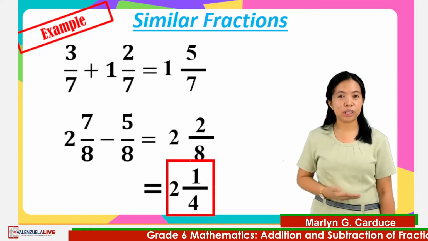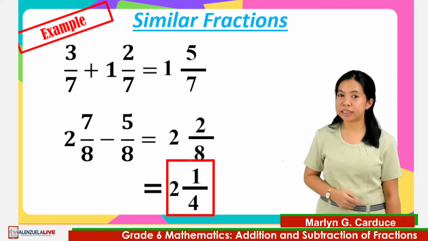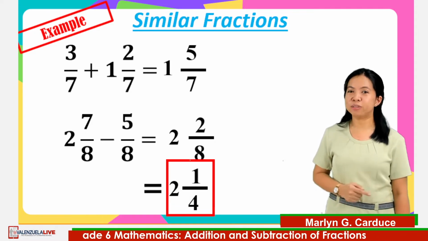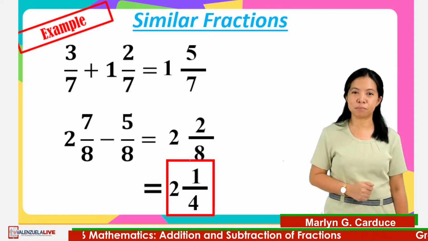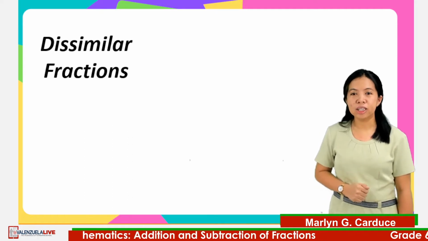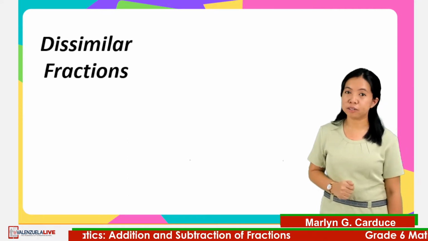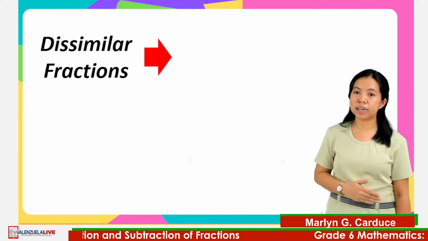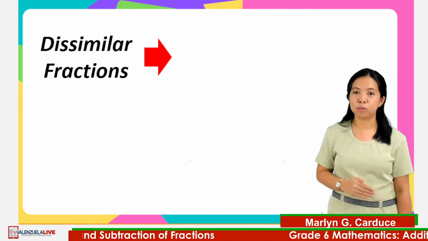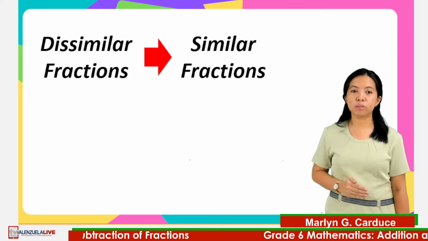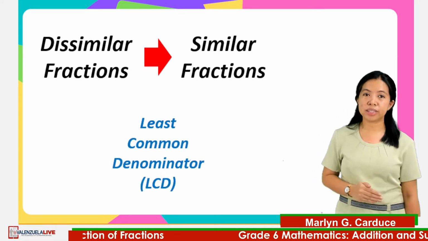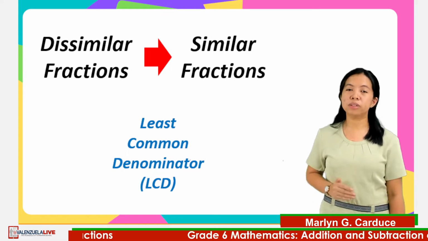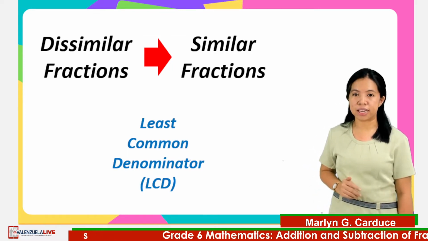But what if the fractions have different denominators? What are we going to do? That you will find out in our next example. To add or subtract dissimilar fractions, we have to change them to similar fractions. We need to look for the equivalent fraction using the least common denominator, or commonly known as the LCD.